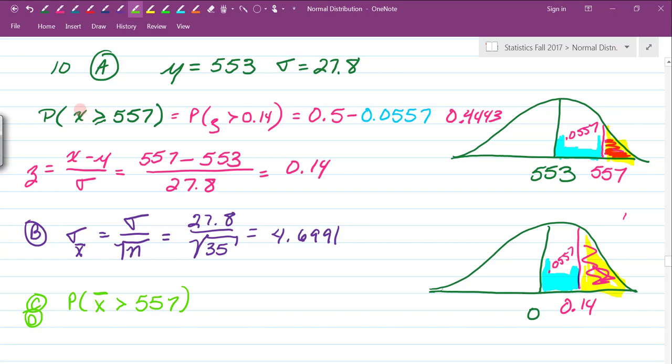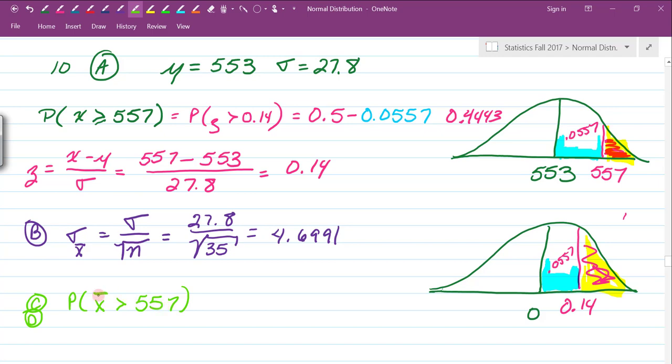But for part C down here, we're saying, what's the probability that the average of all 35 students, that their average score, is greater than 557? So we have an X bar up here. Very important, distinguishable difference.